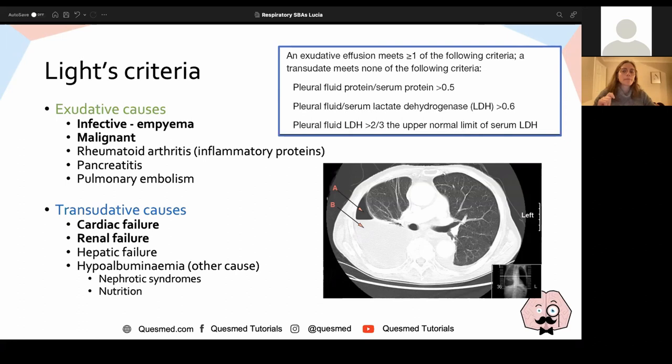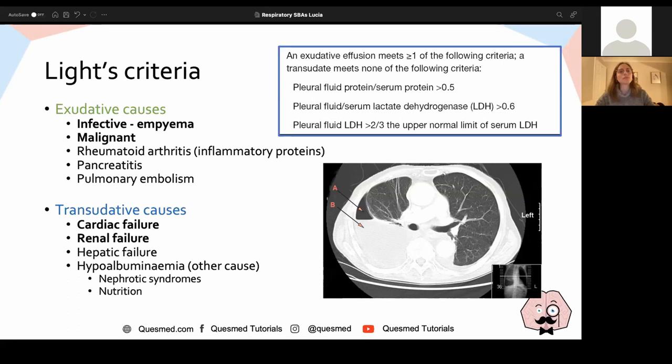Now, exudative causes of an effusion. The most common is empyema, so an infective process. The next most common that you'll be looking out for are malignant causes, especially in our patient with a unilateral effusion. Things like pancreatitis, pulmonary embolism, and rheumatoid arthritis can also cause exudative effusions. Remember that in children, a unilateral pleural effusion is 99% of the time infective, not malignant, but in adults, it really is the other way around.